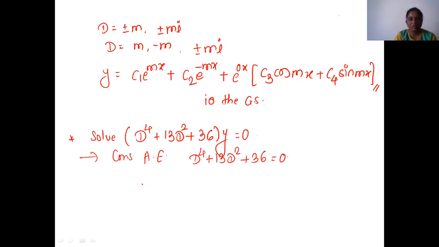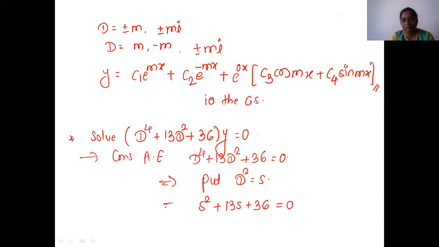Okay, this is the auxiliary equation. Have you tried? Let D square be equal to S. Very good. Put D square is S. So what we get is S square plus 13S plus 36 is 0. Very good. So we solve now for S. Can you just tell me S, please?